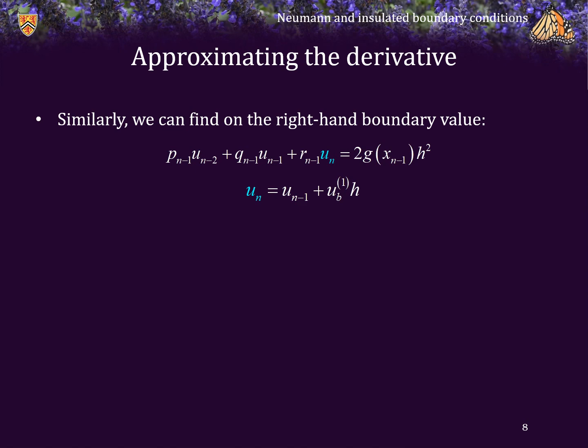Similarly, we can do the same thing at the right-hand boundary value. We find u sub n as an expression in terms of u sub n minus 1 and the slope at the right-hand endpoint times h. Substituting the second equation into the first yields this expression when simplified.